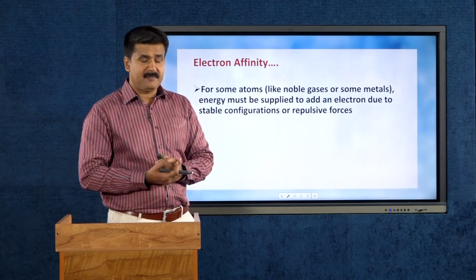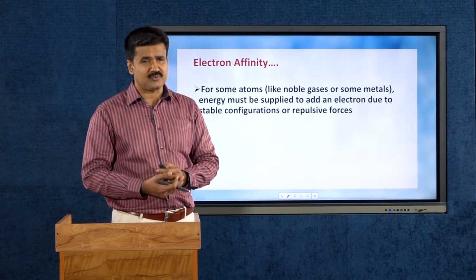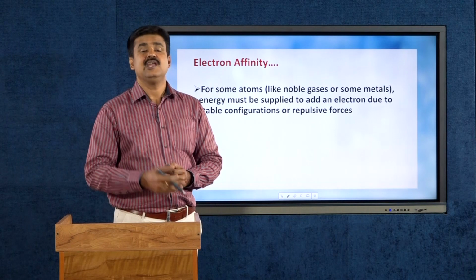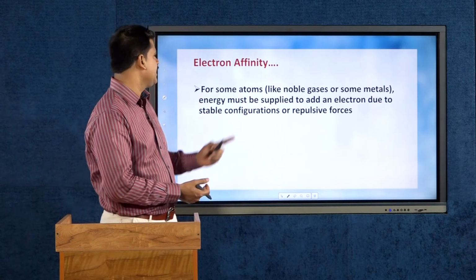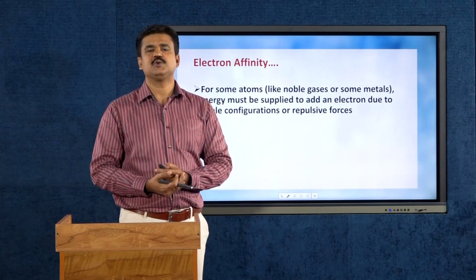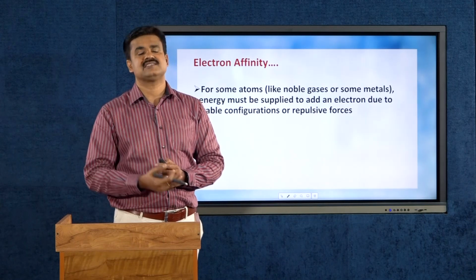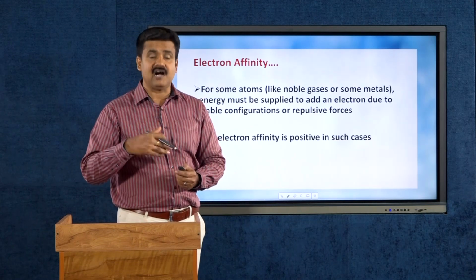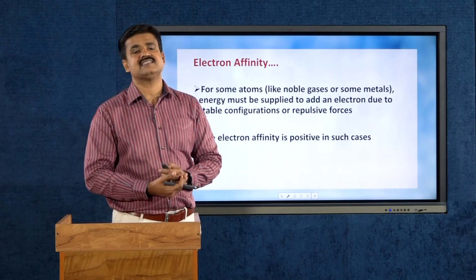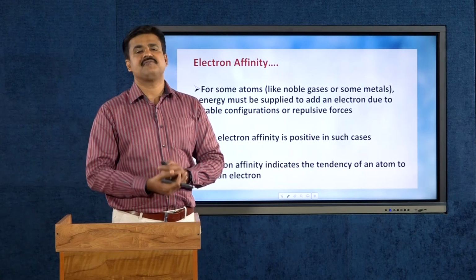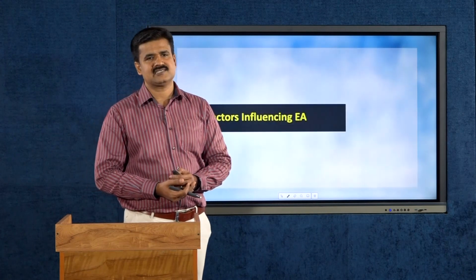For some atoms like noble gases or some metals, metals are electropositive, they do not want electrons. Noble gases are already in a stable electronic configuration. In such cases, energy must be supplied to add an electron due to their stable electronic configuration or repulsive forces. We have to provide some energy, or we can say that electron affinity is positive in such cases. Electron affinity indicates the tendency of an atom to gain electrons.